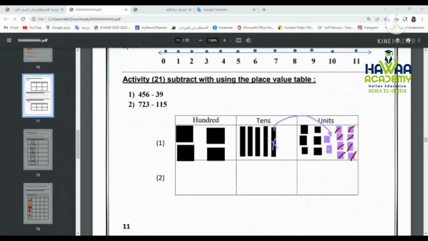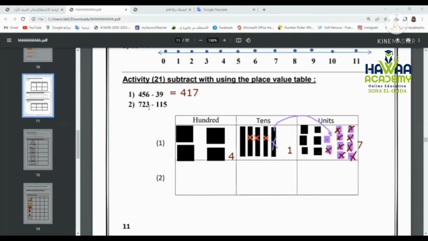How many left now? We need to count. We had at first 16 and we make 16 minus 9. Okay, let's see. There's 1, 2, 3, 4, 5, 6, and 7. So we have how many left in the ones part? We have 7. Very good. And now let's count the tens. Here we want to take away 30 or 3. So here's 1, 2, and 3. How many left here? Just 1. Very good. Are we gonna take anything from the hundreds? No. So we still have the 4. So now 456 minus 39 will be 417. Very good.